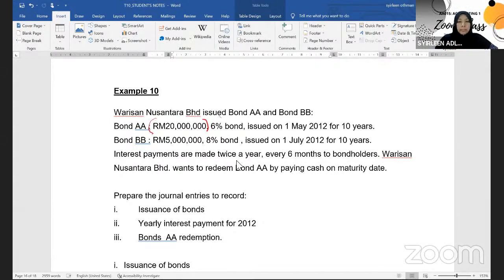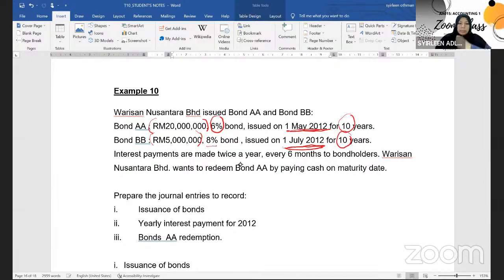So kalau dia bagi kamu interest rate macam ni, this 6% is actually referring to 1 year of interest rate. The bond was issued on 1st of May 2012, and dia akan matured after 10 years. So this is the first bond. The second one, the face value is 5 million ringgit, and the interest rate is 8%. This one was issued a bit later, on the 1st of July 2012, and the tenure is 10 years as well.